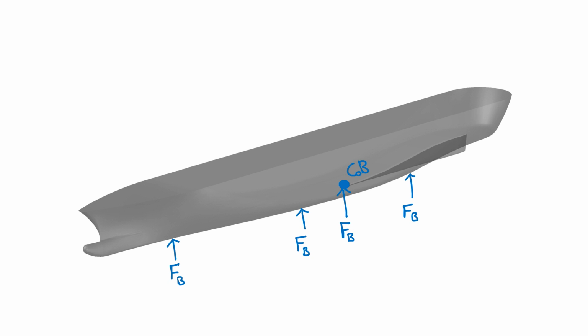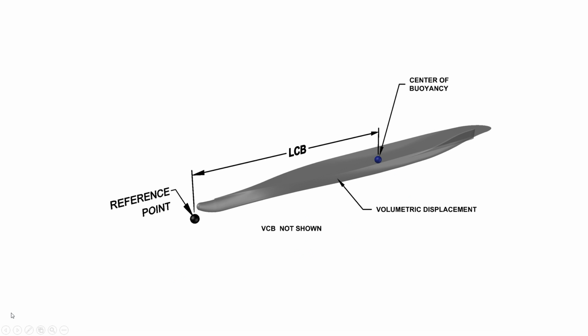I can change my point of center of buoyancy by changing the shape of my underwater hull. Center of buoyancy is constantly changing because the ship is moving about on the water. The center of buoyancy is located by longitudinal and vertical distances from the reference point. So my vertical distance in this picture would be from my baseline to my center of buoyancy, and that is my vertical center of buoyancy.